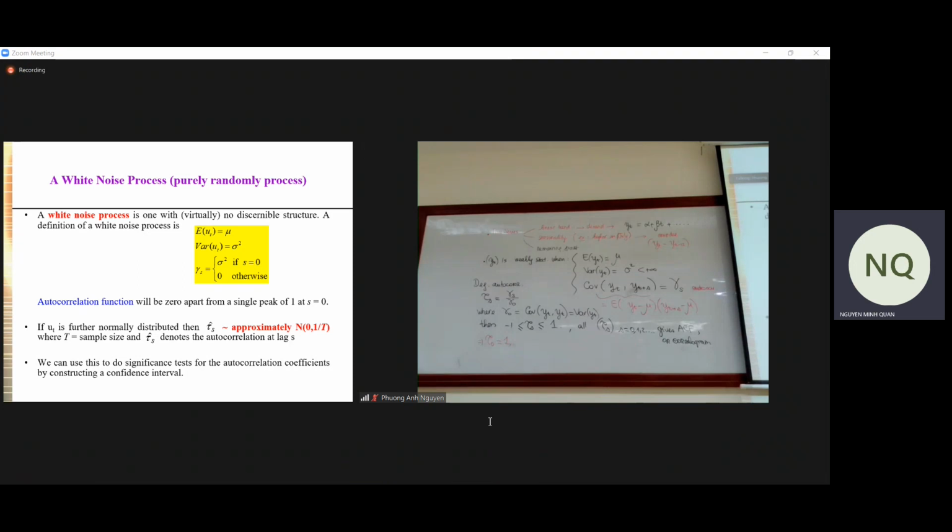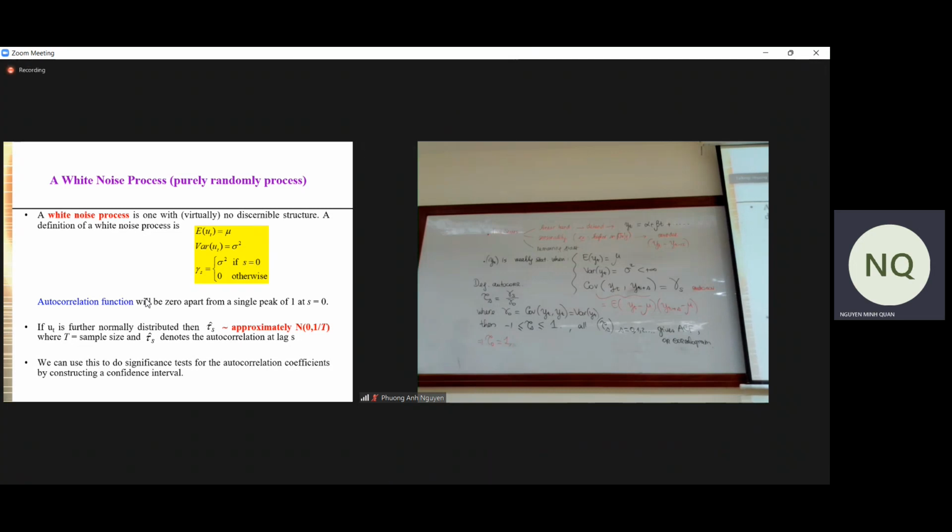From previous papers' results, I already saw the paper, it's a very long paper, tau s hat will approximately follow the normal distribution with mean 0 and variance 1 over T, where T is the sample size, and tau s hat denotes the autocorrelation at lag s. Why is it important? Because when you know that this follows the normal distribution, you can get the confidence interval, helping you to test whether tau is equal to 0 or not.